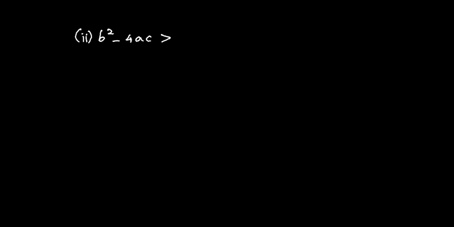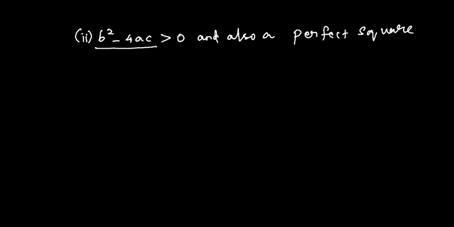Now I am going to consider the part where b square negative 4ac is greater than 0 and also a perfect square. So the value of b square negative 4ac is going to be greater than 0 and also the value of this one is a perfect square. Okay, I assume b square negative 4ac is equal to 16.